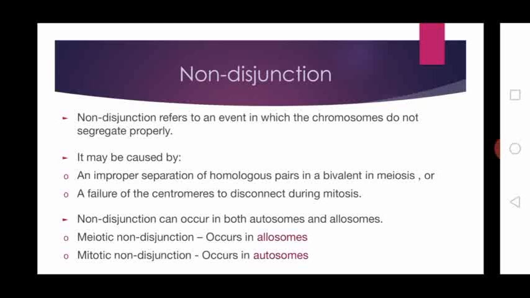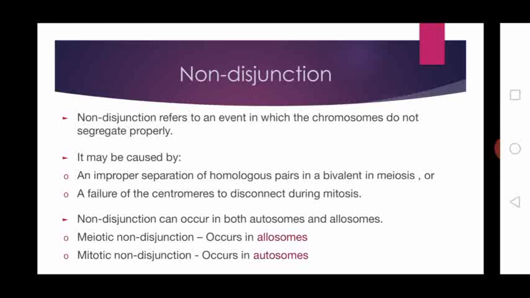Non-disjunction may be caused by an improper separation of homologous pairs in a bivalent in meiosis, or a failure of the centromeres to disconnect during mitosis. So non-disjunction may occur during mitosis or meiosis. During meiosis, it can be seen as an improper separation of homologous pairs. During mitosis, it is the failure of centromeres to disconnect. These are the major processes occurring in non-disjunction.